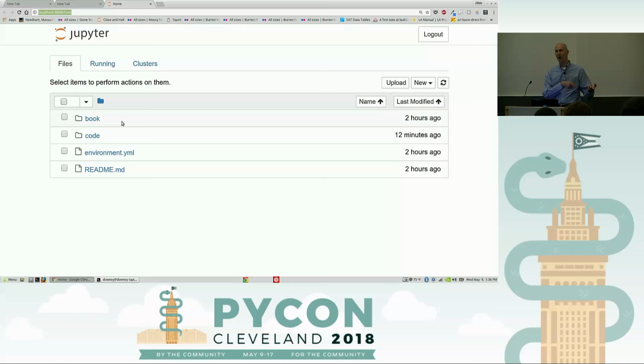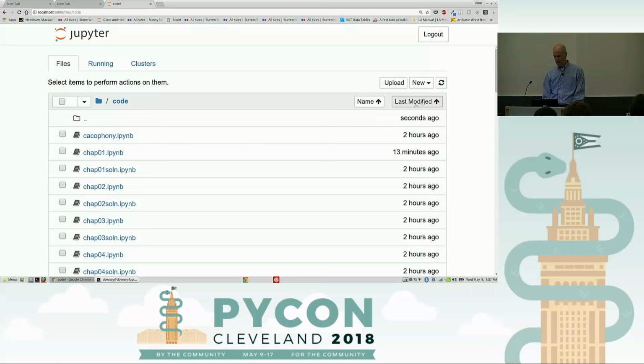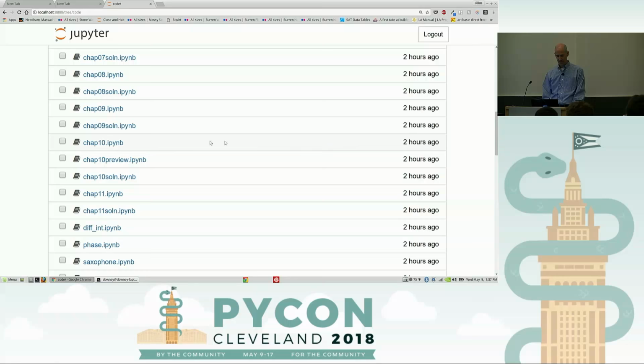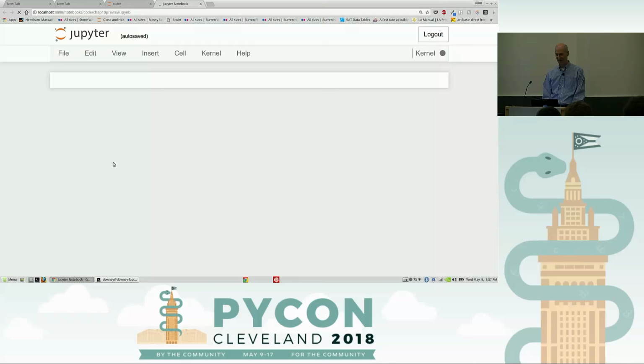that server. This is the browser view, and you can navigate through your file system to find this directory, eventually get to the code directory, and get to Chapter 10 preview. Chapter10preview.ipynb. IPynb is the suffix for a Jupyter notebook, because it used to be the IPython notebook. So the name changed, but the suffix hasn't caught up.